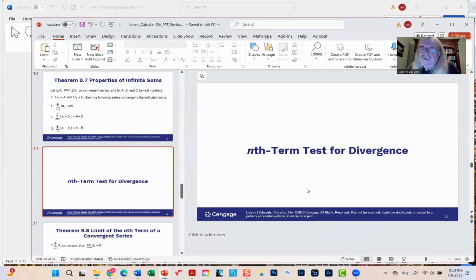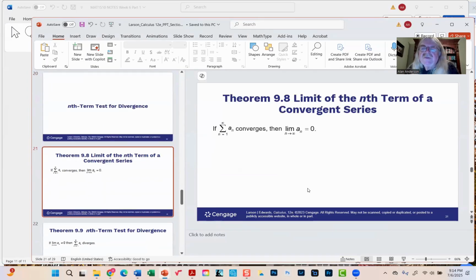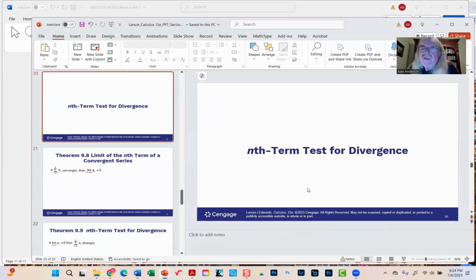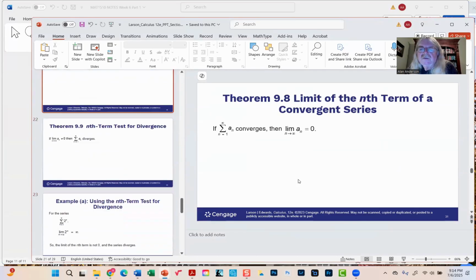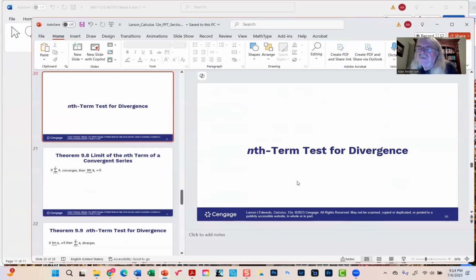All right, so now they're going to give us a specific test to determine if a series converges or not, the nth term test. I see that we're just about done here, so this looks like a good place to stop. We can pick this up next time with this nth term test for divergence.